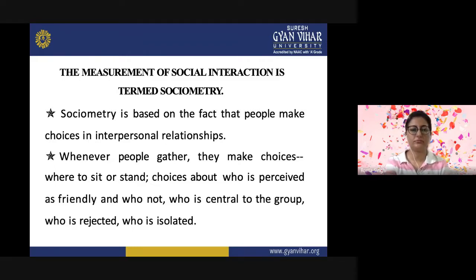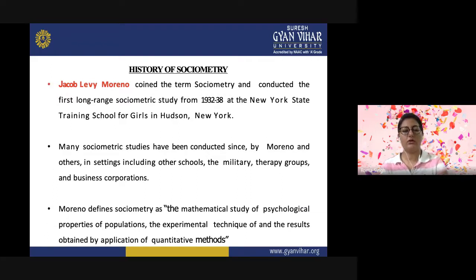So let us now talk about the history of sociometry, how this method came into origin. Jacob Levi Moreno, or J.L. Moreno as he is popularly known, coined the term sociometry and conducted the first long-range sociometric study from 1930 to 38 at the New York State Training School for Girls in Hudson, New York. That was a residential school, and at that time he carried out this technique of sociometry to know about the social relationships among the girls of that school.